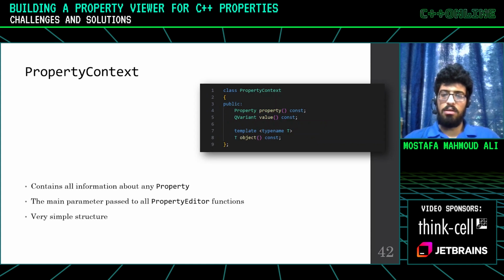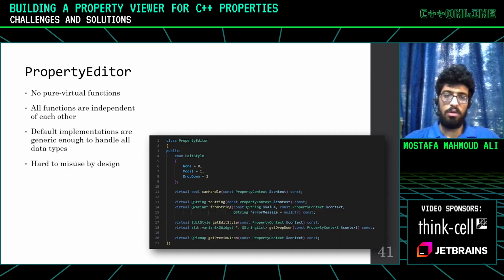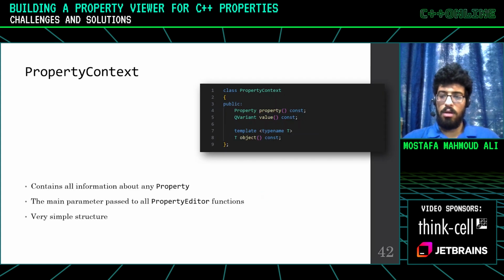As you could see in the property editor interface, all its functions receive a class called property context. This class is a very simple structure that groups the property with its value and its owning object. So the user has the ability to get any piece of information that he needs to know about any property from a single place.